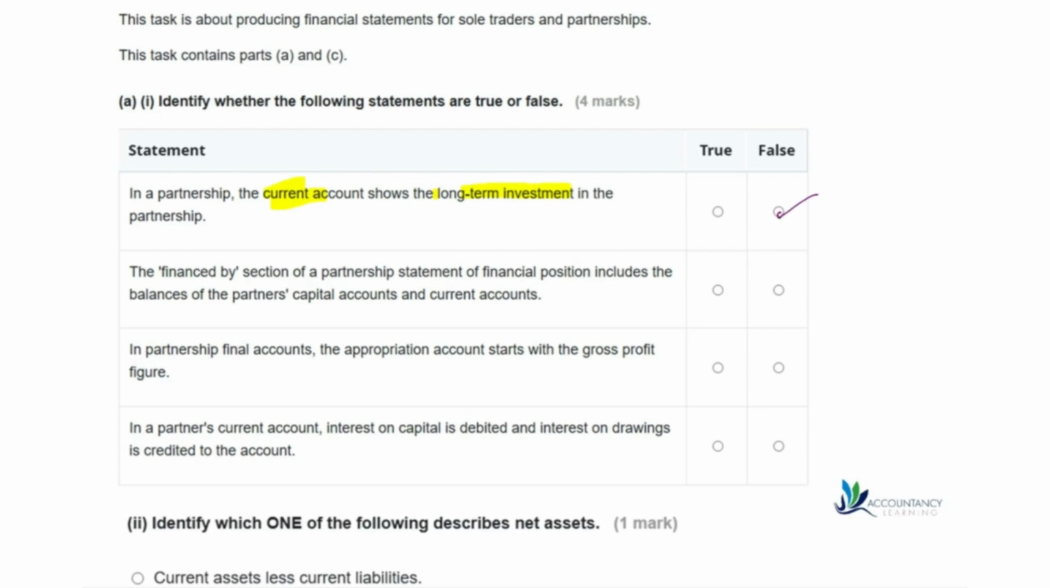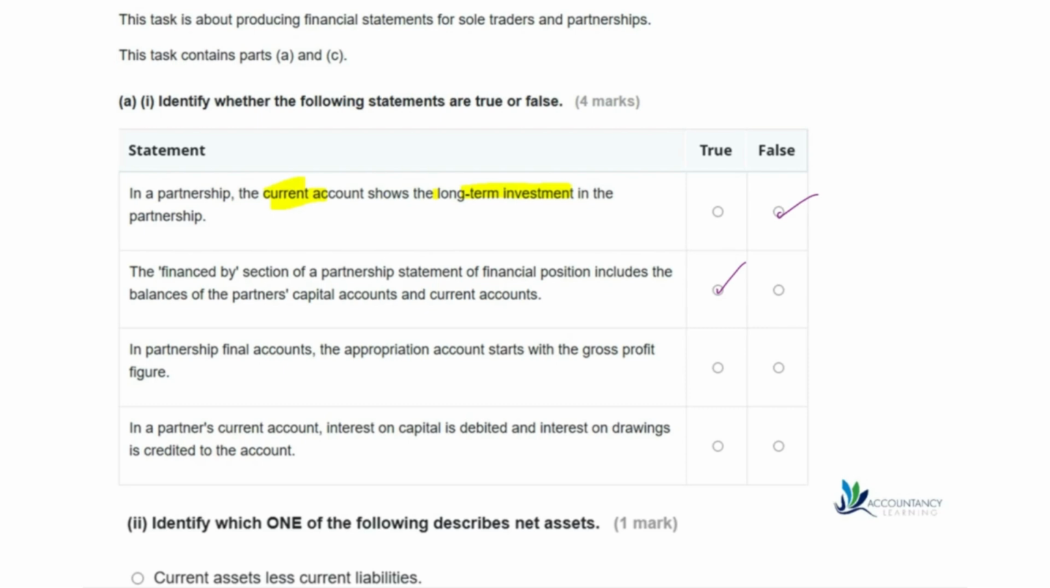So that is false. The financed by section of a partnership statement of financial position includes the balances of the partner's capital accounts and current accounts. So this is true. That is what will appear in the financed by section.